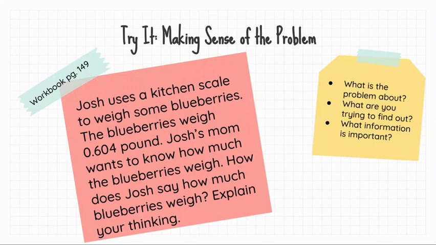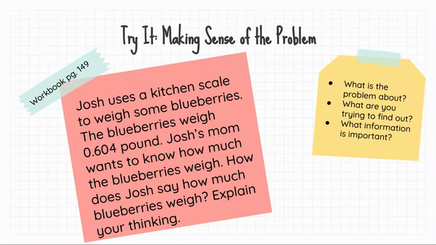This is page 149. You can do all your work in your workbook. Josh uses a kitchen scale to weigh some blueberries. The blueberries weigh 0.604 pound. Josh's mom wants to know how much the blueberries weigh. How does Josh say how much blueberries weigh? Explain your thinking. Time for our first question. What is the problem about? Remember, this question focuses on who and what is going on in the problem.